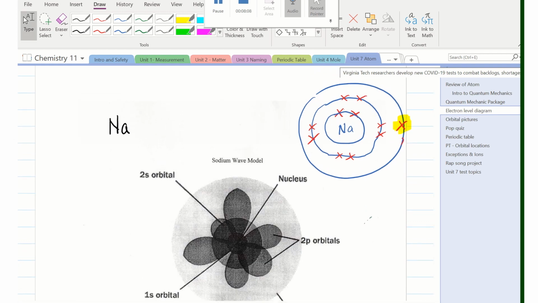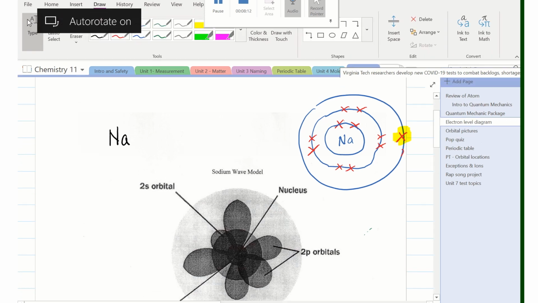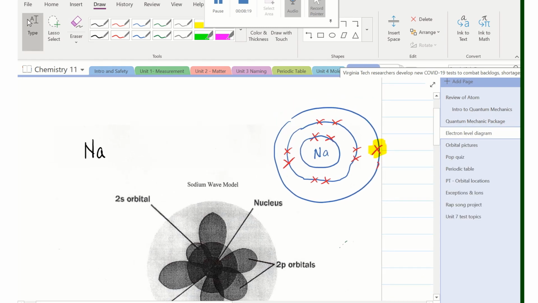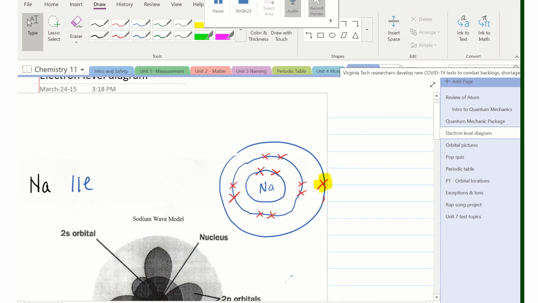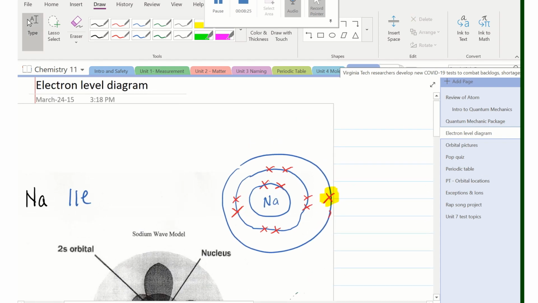I just want to compare this newest model, called the quantum mechanics model, to the Bohr model you learned back in grade 10. In grade 10, sodium, for example, has 11 electrons. When you draw the Bohr diagram, it looks like this. You have 2 electrons in the first shell, 8 electrons in the second shell, and 1 electron in the last shell. This one is known as the valence electron, the electron that will interact in a chemical reaction.